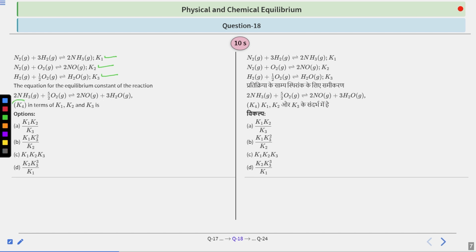Now we have to write K4, which is for this reaction, in terms of K1, K2 and K3. Your options are A, K1, K2 by K3, B, K1, K3 square by K2, C is K1, K2, K3 multiplied, then D is K2, K3 cube by K1. So you have some time to solve this question. Your time starts now.